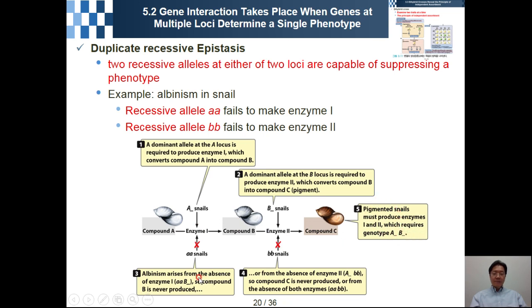But here, albinism arises from the absence of enzyme 1. That means their genotype is small aa with large BB or large B small b. In these cases, compound B is never made, so they will show albinism, the white color. How about this one?